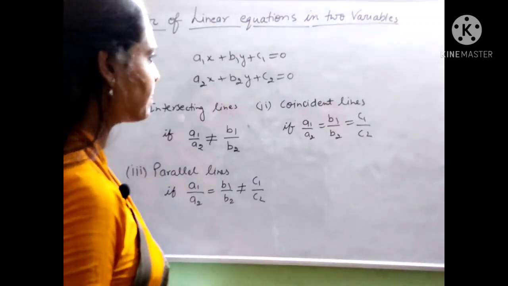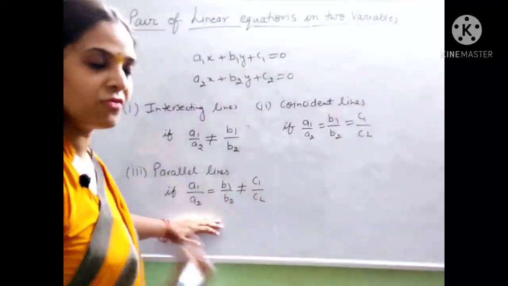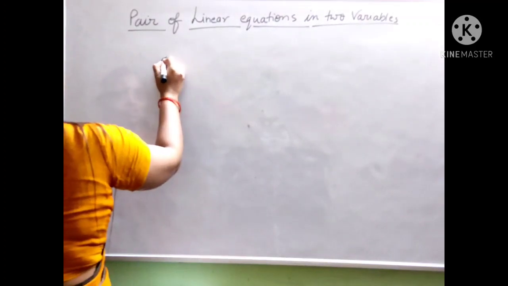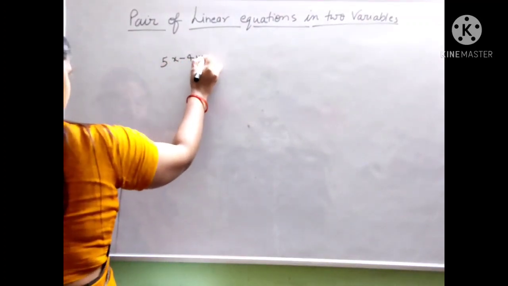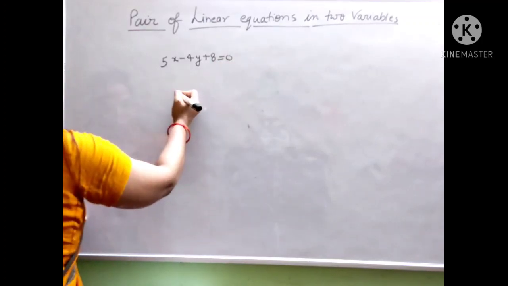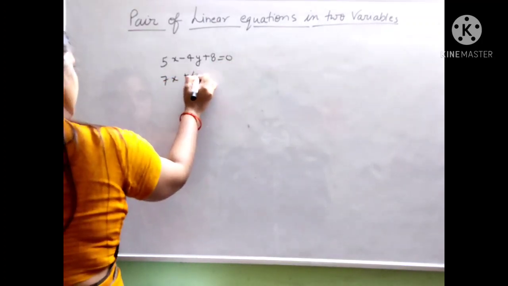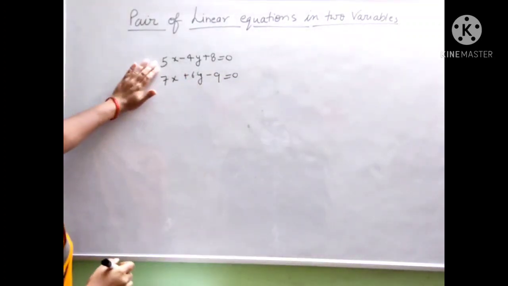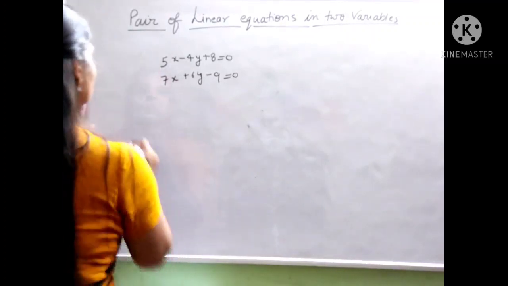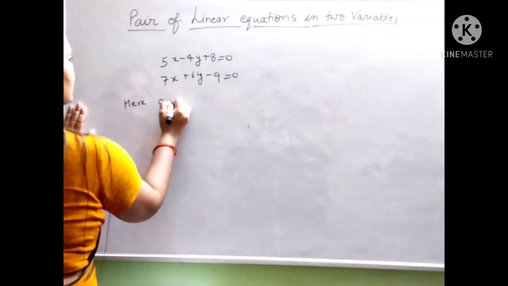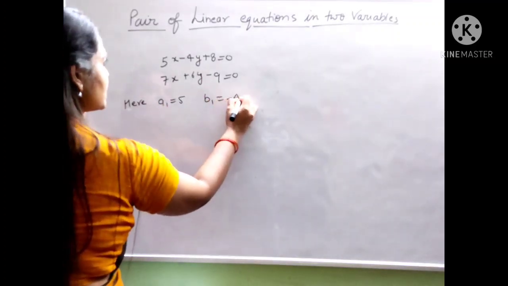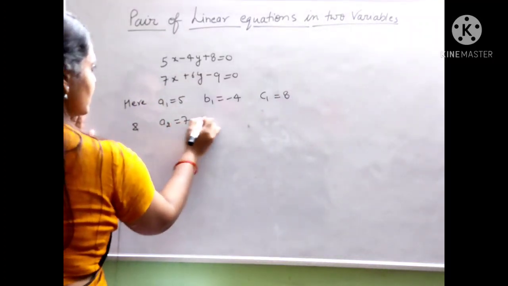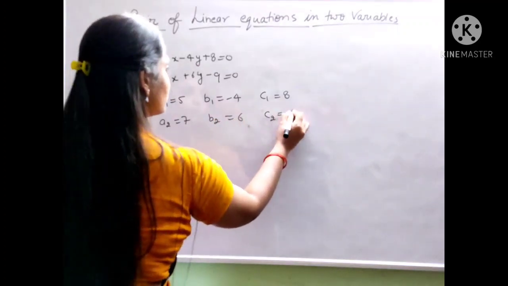Let us take some examples to understand this concept well. Taking the first question as 5x - 4y + 8 = 0 and 7x + 6y - 9 = 0. So we know the coefficient of x is known as a1 of the first equation. So here a1 = 5, b1 = -4 and c1 = 8, and a2 = 7, b2 = 6 and c2 = -9.